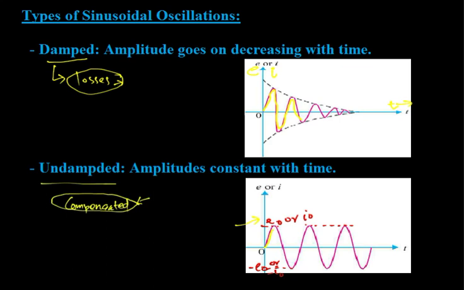Now we have to discuss how we can produce an oscillation, that is, how we can produce an AC signal from DC, or we can say how we can convert DC energy into AC energy, and that we will discuss in the next lecture.